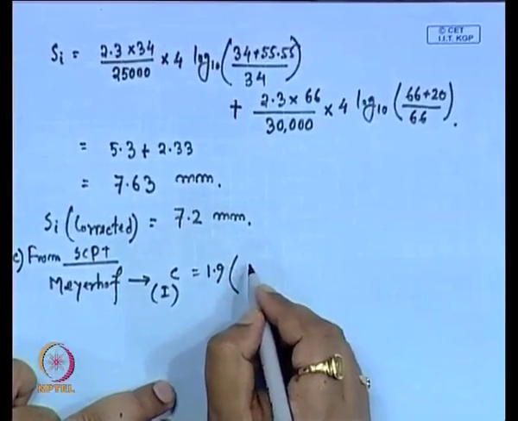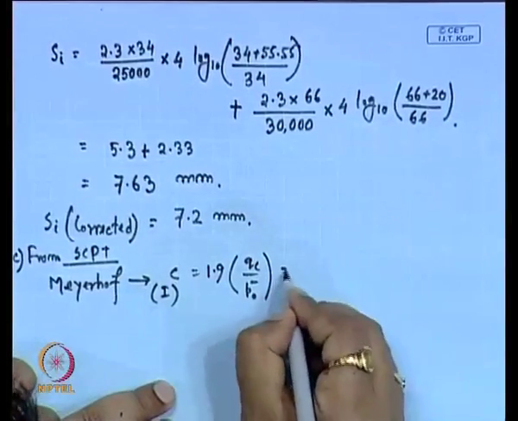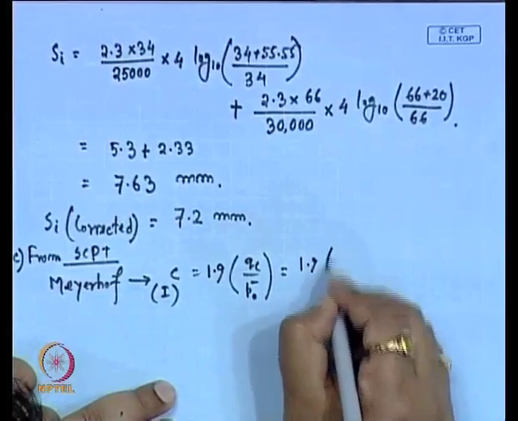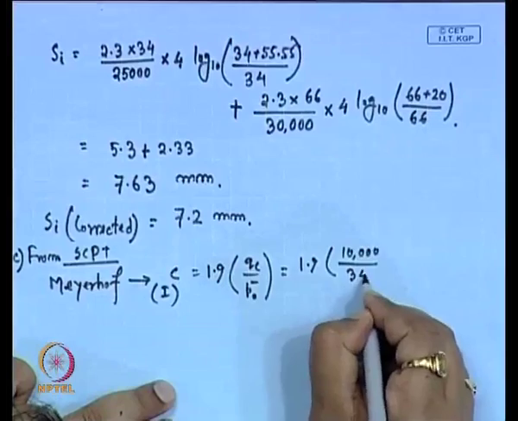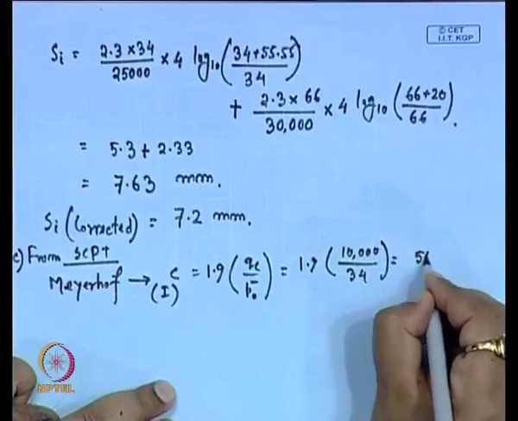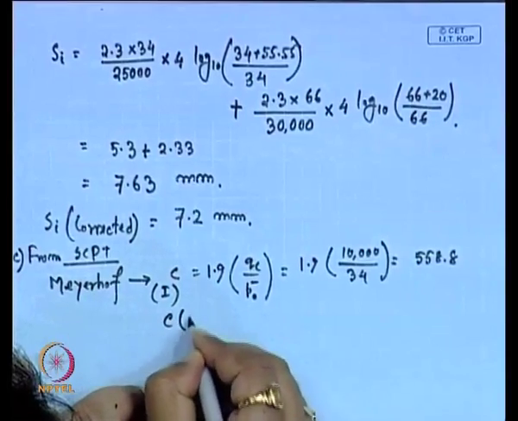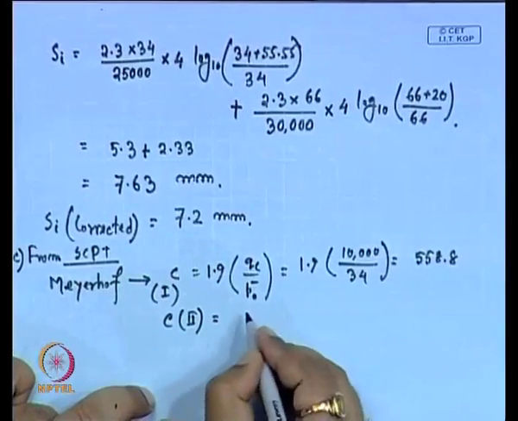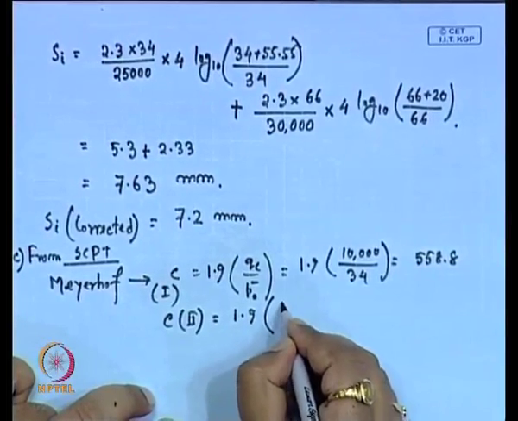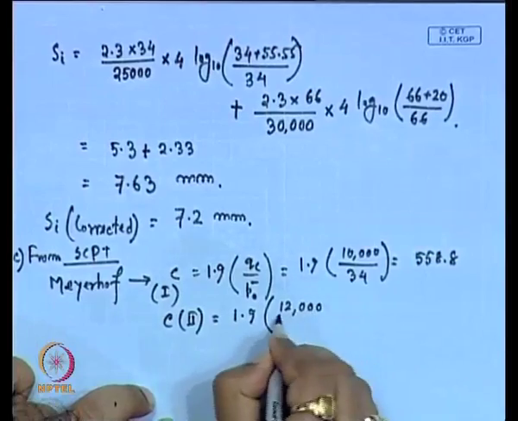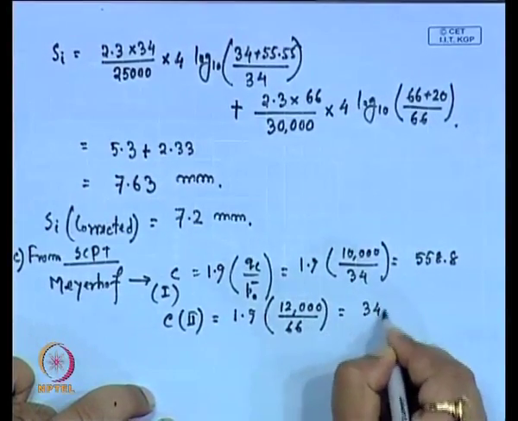then this value is Q c by P 0 bar. So, 1.9, Q c is 10,000, P 0 bar is 34. So, this value is 558.8. Now, C for the second layer is also 1.9, Q c is here 12,000 and this value is 66. So, this is 345.5.